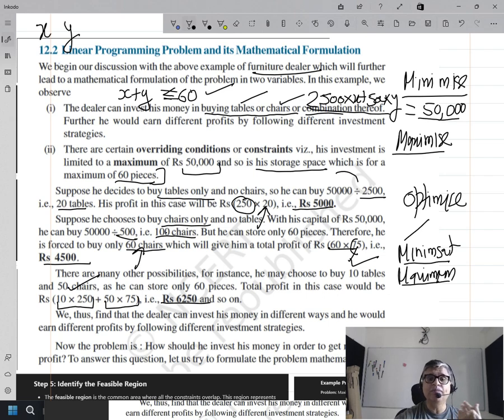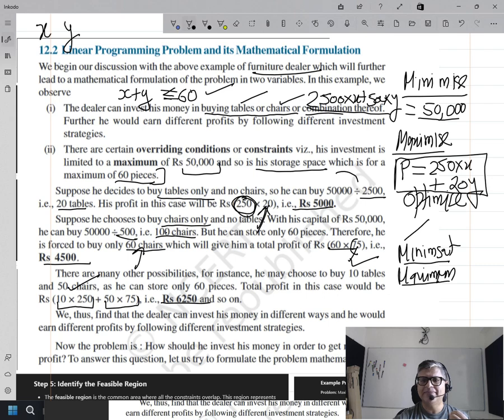What is it that we need to maximize or optimize? Profit. What is the profit? It says that the profit on each table is 250. So 250 into X plus the profit on each chair is 20 rupees, so 20 into Y. This is the function that needs optimization given some constraints.